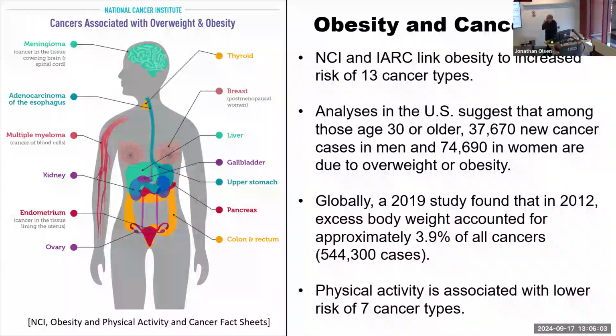And then some fairly old statistics. A paper came out in 2019 that looked back at 2012 and suggested about 4% of all cancers could be accounted for by excess body weight. Physical activity is also associated with a lower risk of 7 cancers. But the interesting thing is that for most of those cancers, it doesn't seem to be because physical activity is associated with lower body weight. It seems that physical activity has its own biochemical, biological processes that protect against cancer, independent of a route through excess body fat or maintaining a healthy body size or fat level.